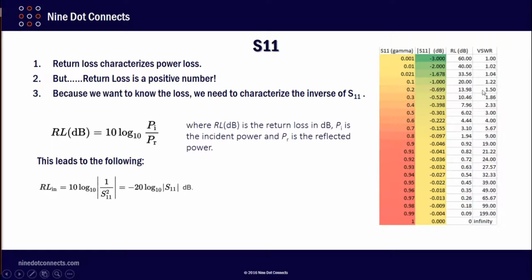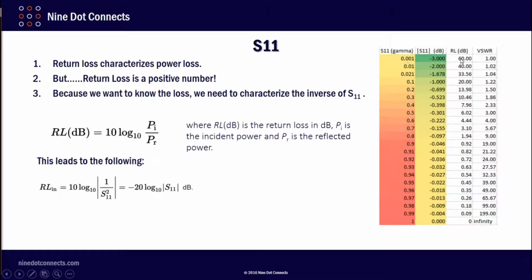So what I did is I created a little chart to help you understand these relationships. So again, S11 ideally is 0. So we start at the top of the chart, and worst case scenario, we have an open here at the bottom. If we start out near 0, you'll notice that the magnitude of S11 starts out negative and goes towards 0. Now, in an ideal situation, the return loss is going to be infinity.